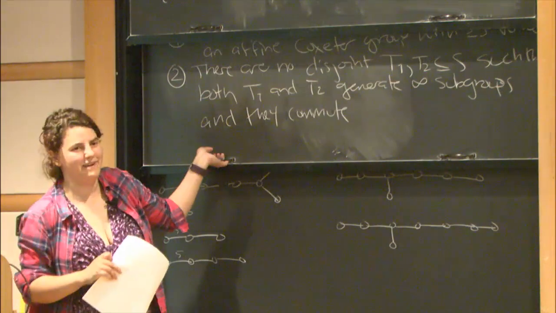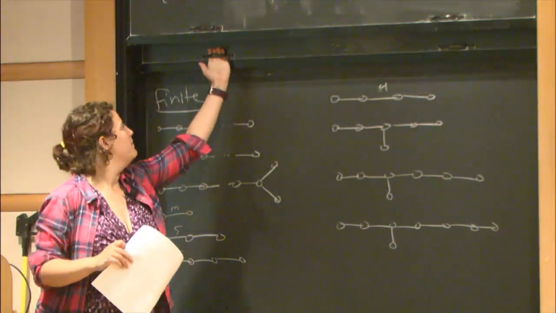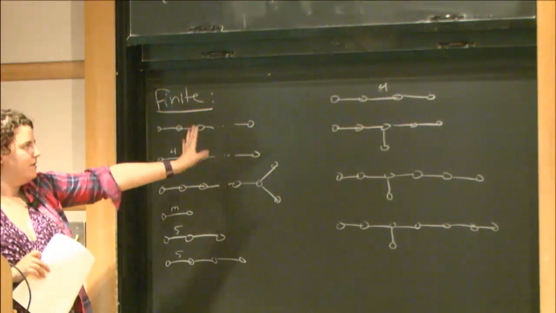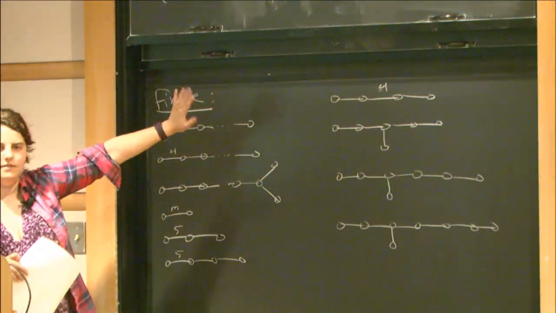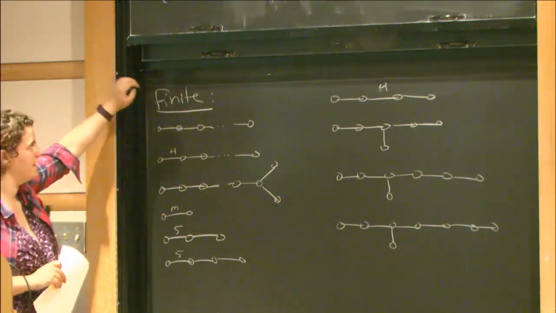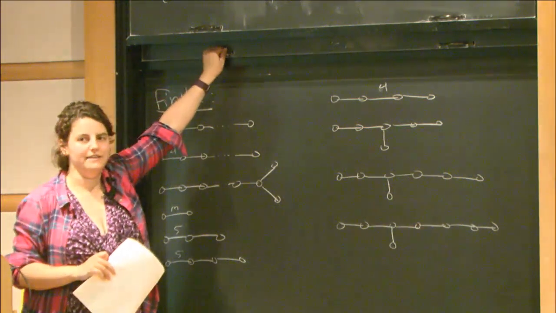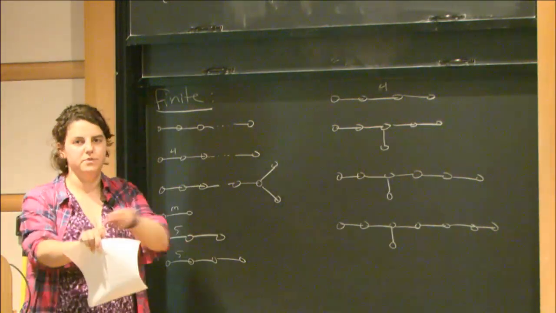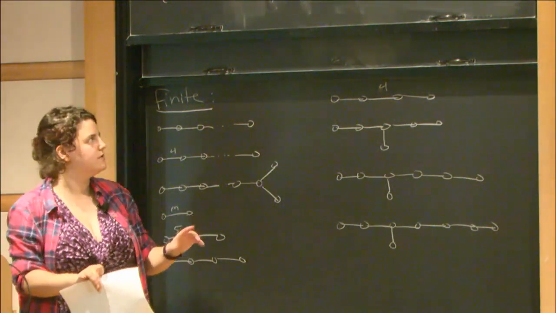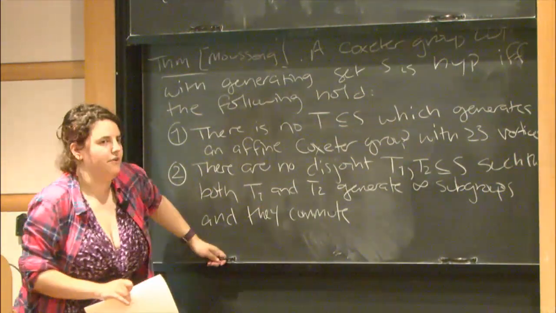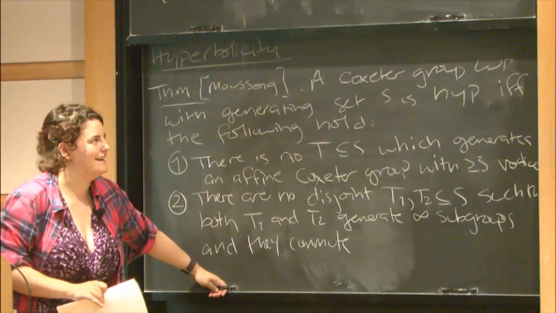So sadly, I'm going to bring this back in a second, but these are the finite Coxeter groups, these and direct products of these. And so if you have two things that are not on this list, and all of the edges between your two separate things are 2s, then that's bad and you're not hyperbolic. So sorry, I'm going to hide this again so you can see.